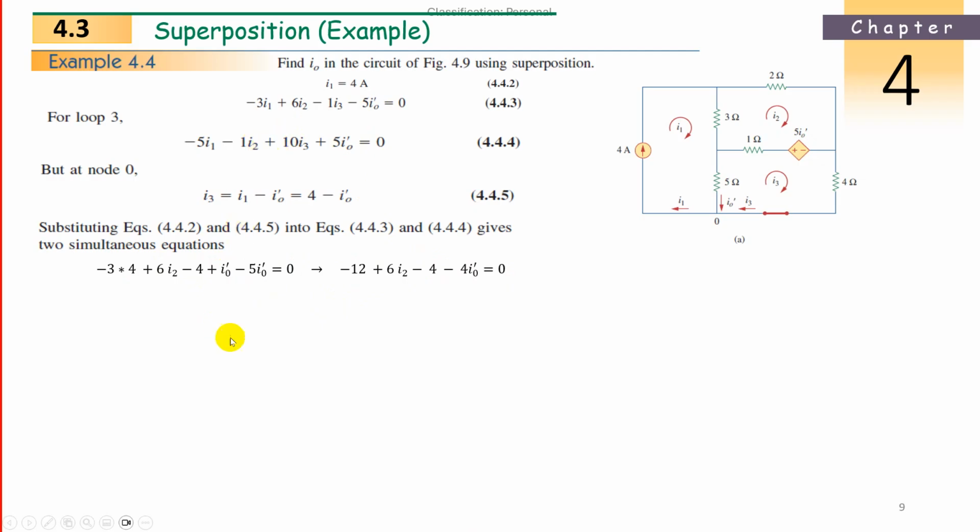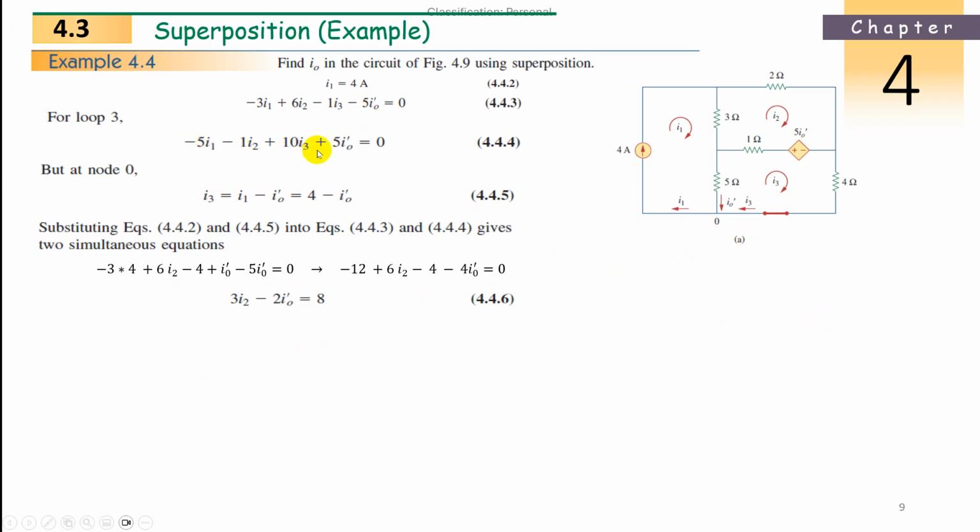Now simplify this equation. Take 12 to the other side: minus 12 minus 4 is minus 16, so it becomes 16 on this side. Now it is 6I2 minus 4I0 dash. Now divide both sides by 2. 6I2 becomes 3I2, 4I0 dash becomes 2I0 dash, and 16 becomes 8. So it is simplified. How many unknowns here? I2 and I0 dash, two unknowns. So we need another equation with the same two unknowns, then we can solve this.